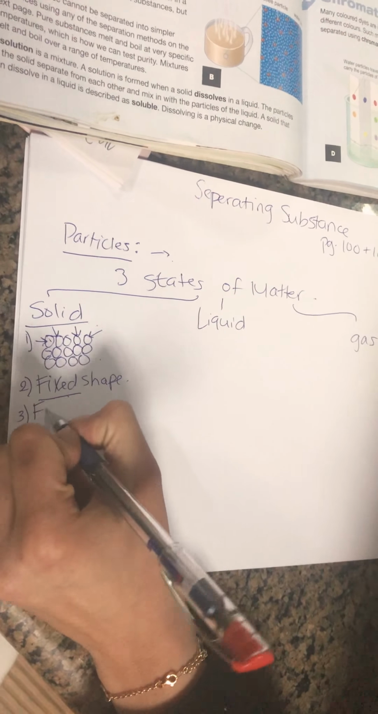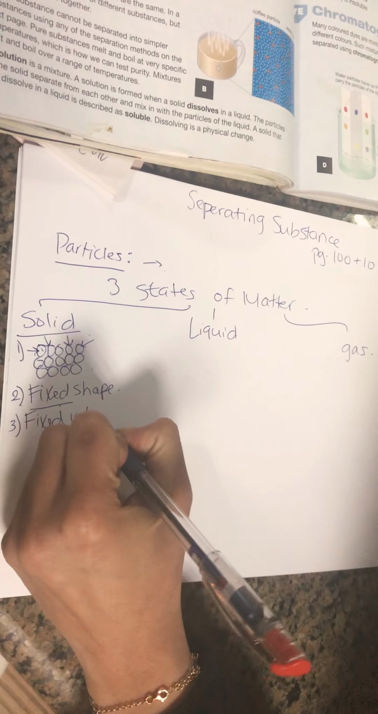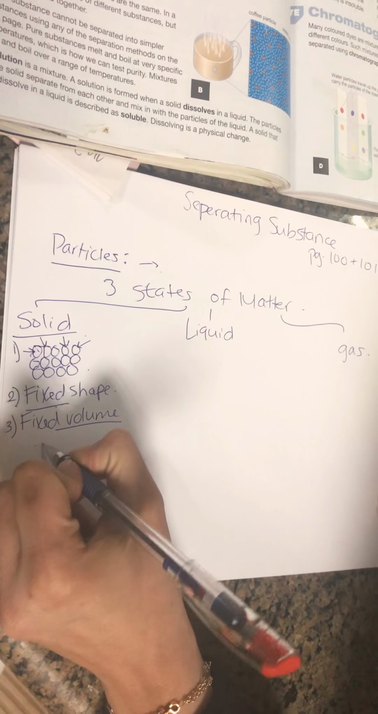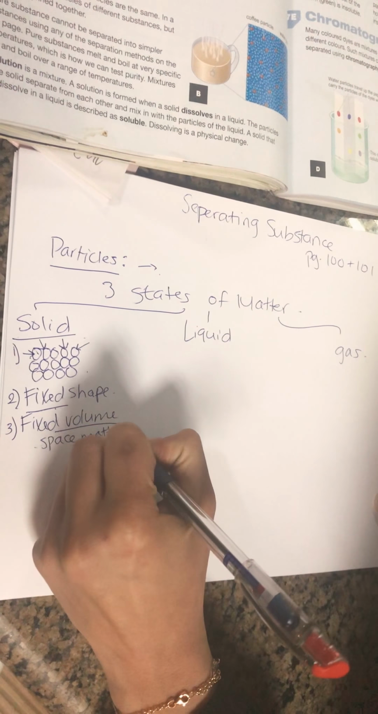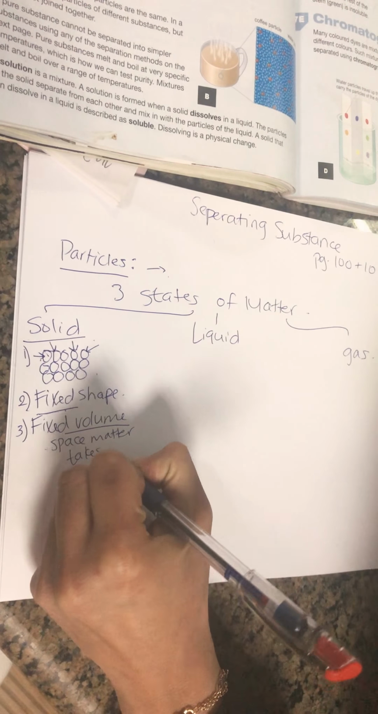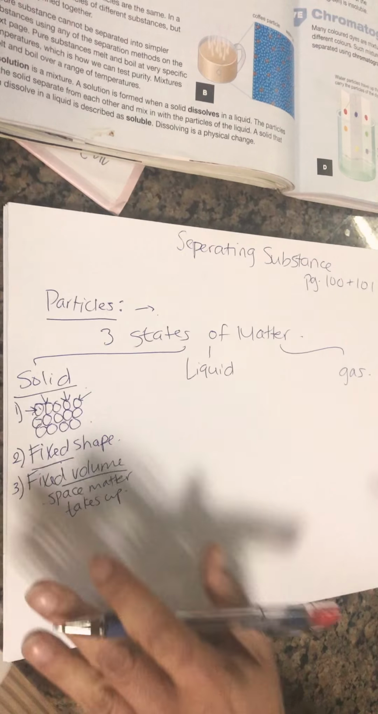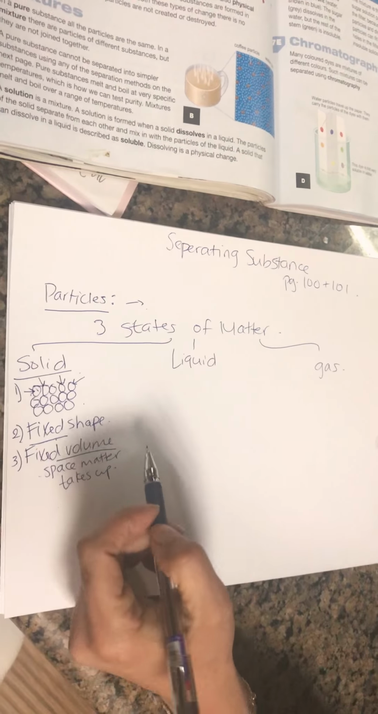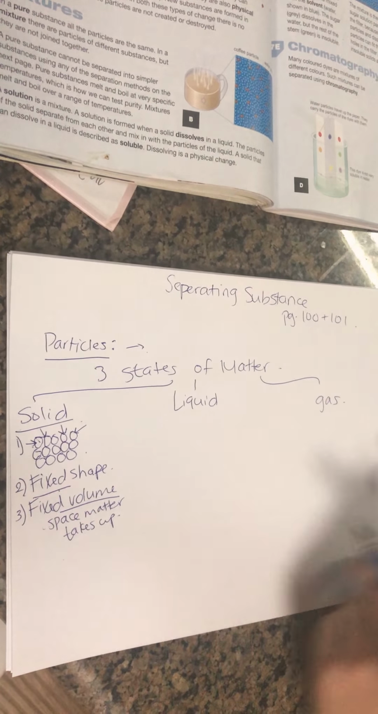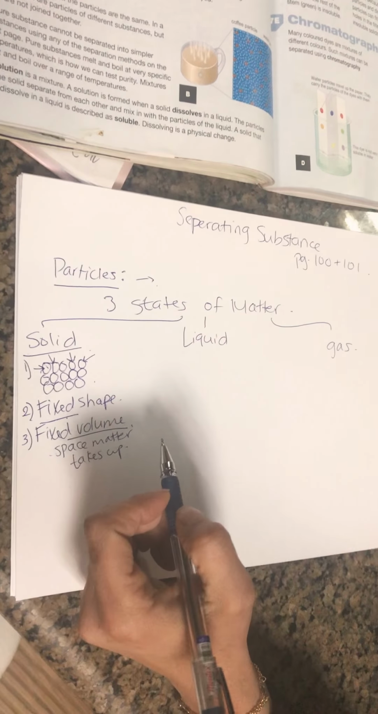3, they also have a fixed volume. And as we talked about before, volume is the space that the matter takes up. So, this paper is taking all of this space on the table. So, the space that it's taking on the table is its volume.